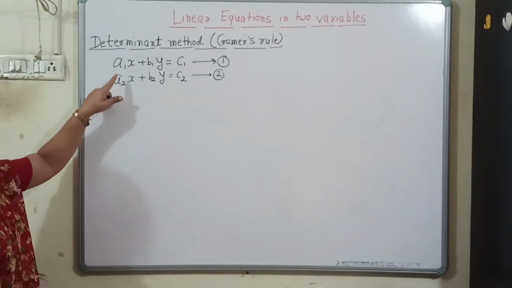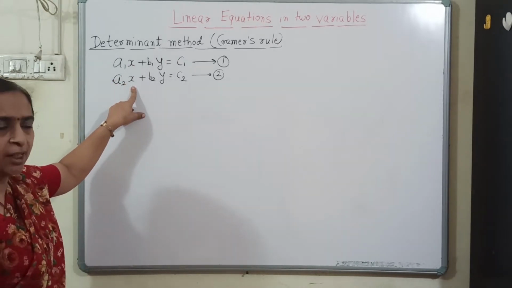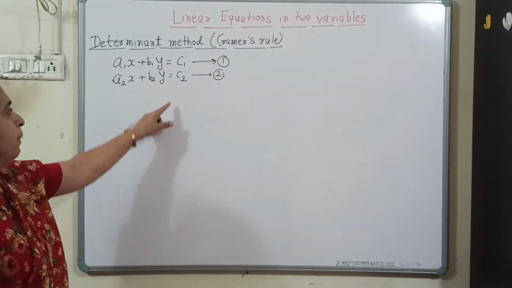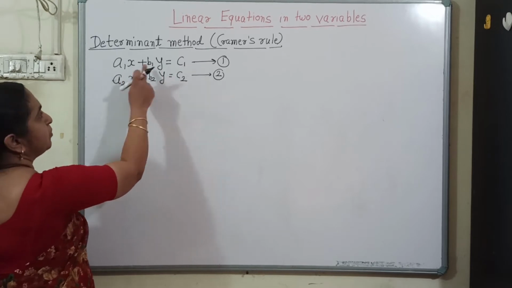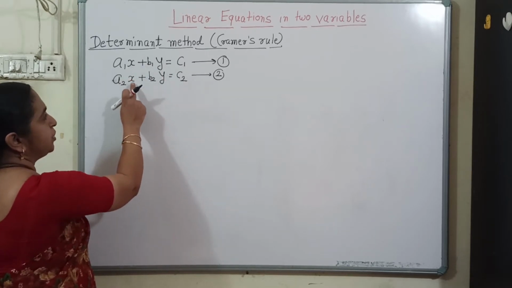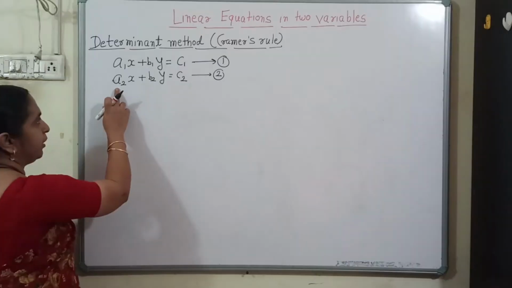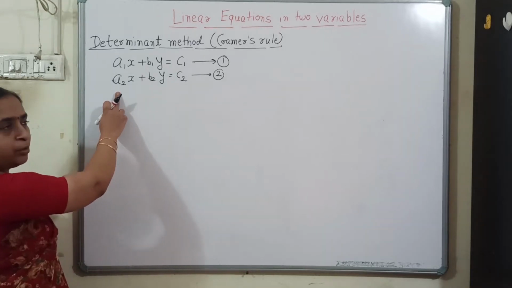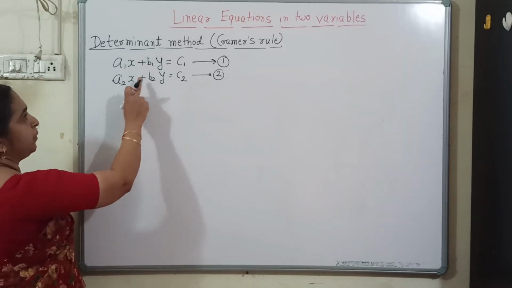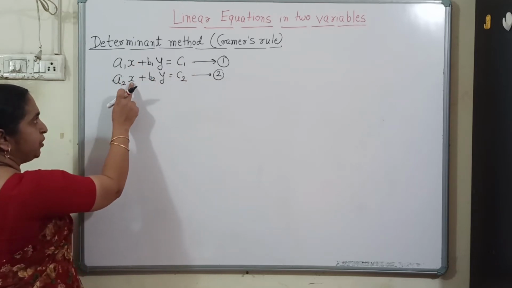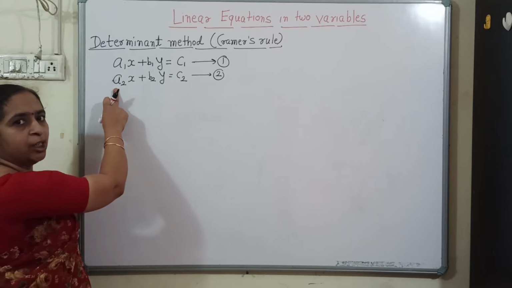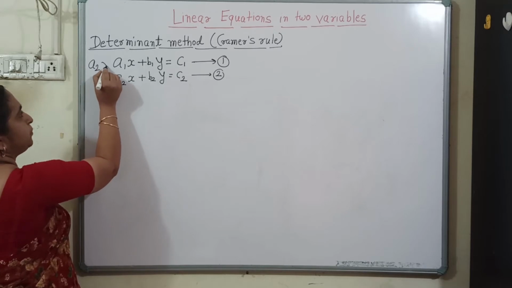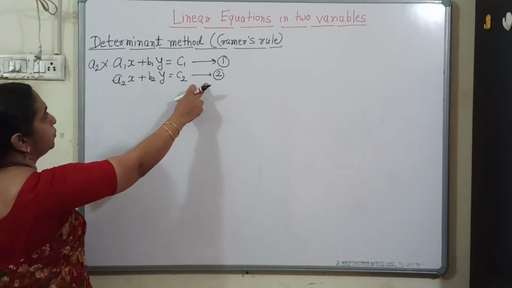Means if we have to eliminate x from these two equations, then we have to make coefficients of x in both the equations equal. Now coefficient of x in equation number 1 is a1 and coefficient of x in equation number 2 is a2, and we have to make these two coefficients equal. Means obviously what we have to do, we have to multiply our equation number 1 by the coefficient of x in equation number 2. Means we have to multiply our equation number 1 by a2 and obviously our equation number 2 by a1.